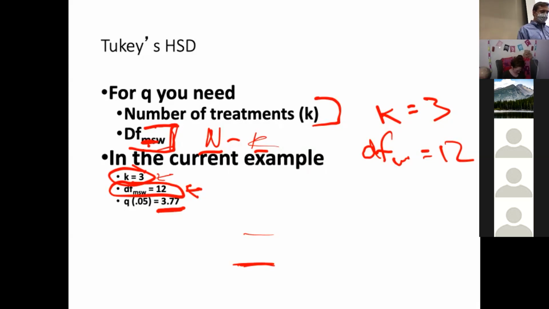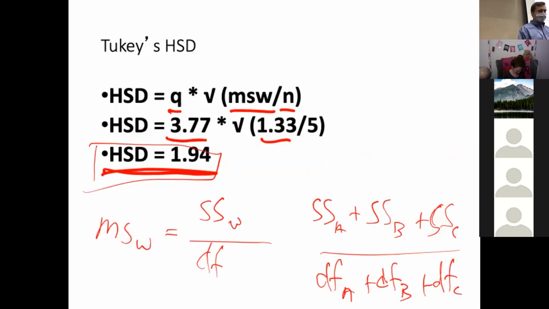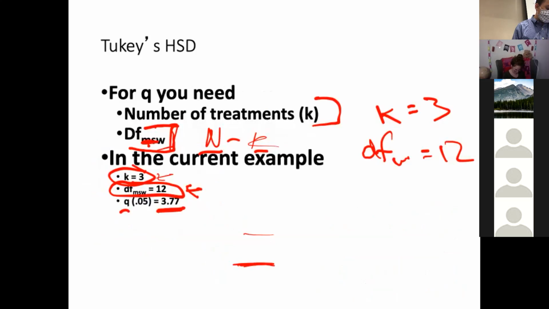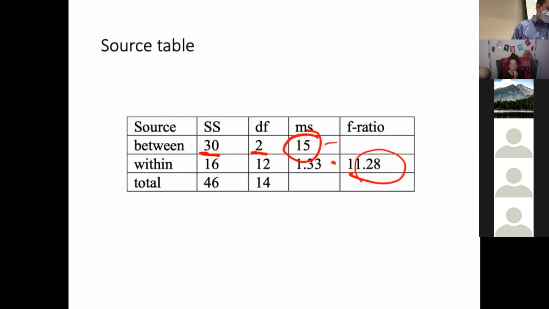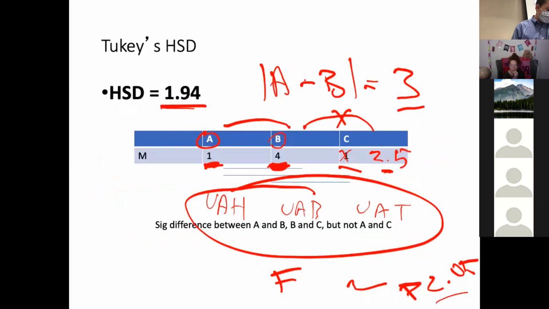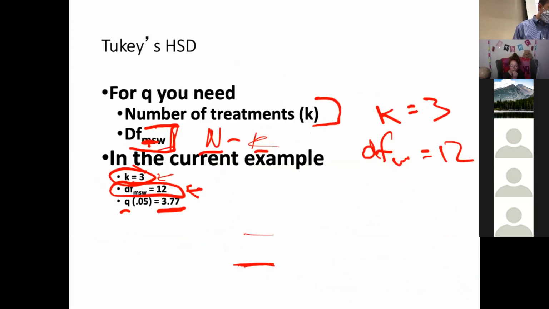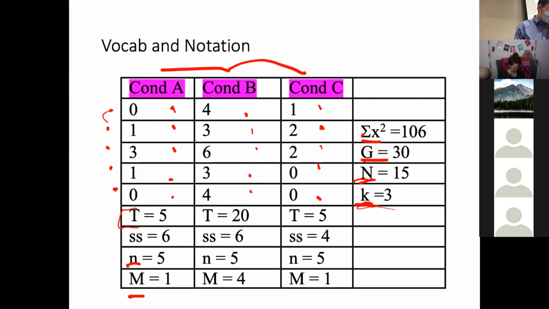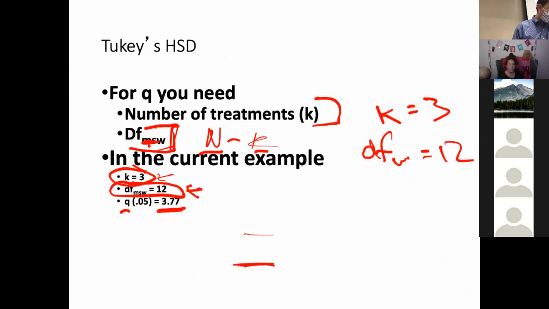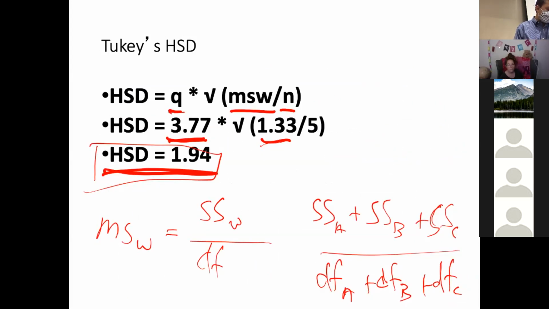All right. So once you look that up in the back of the book, you get that 3.77 for Q, and then you just plug that in. So HSD equals Q times the square root of the mean squares within divided by lowercase n. So you get the 3.77 that we looked up in the back of the book times the square root of the mean squares within for this data, which we got here, 1.33, divided by 5, which is the number of participants in each condition here. So 1, 2, 3, 4, 5. So this has to be that every condition has the exact same number of participants. It's just one of the idiosyncrasies about this type of test. And when we do that, we get 3.77 times the square root of whatever this simplifies down to, or an HSD of 1.94.